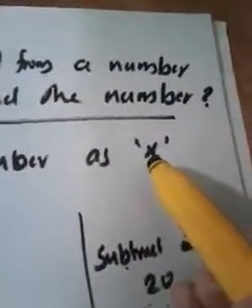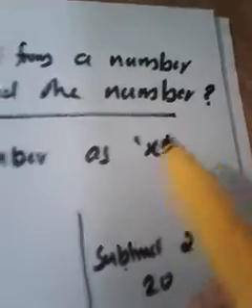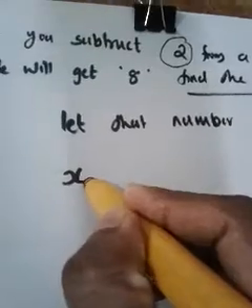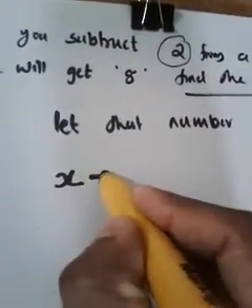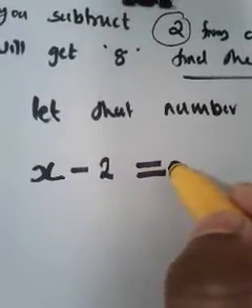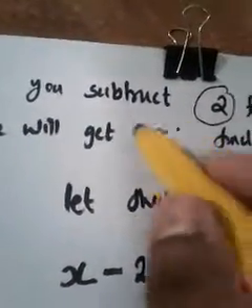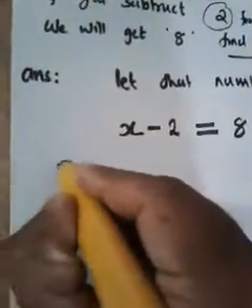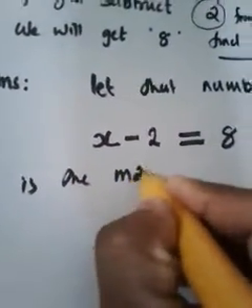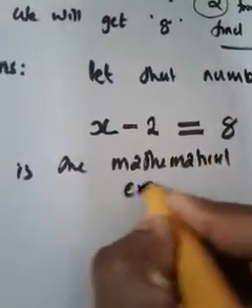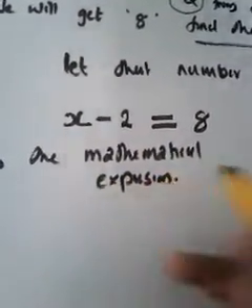Which number did I mention? I mentioned that number as x. So what am I supposed to write? Our number is x. What do I have to do? I have to subtract 2. That means minus 2, is equal to. Is equal to means the result you will get when you subtract. We will get the result as 8. So x minus 2 is equal to 8 is the mathematical expression according to the question. You may have understood. Let me explain once again.